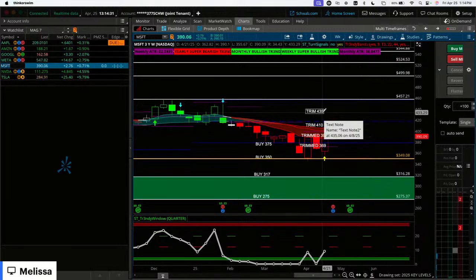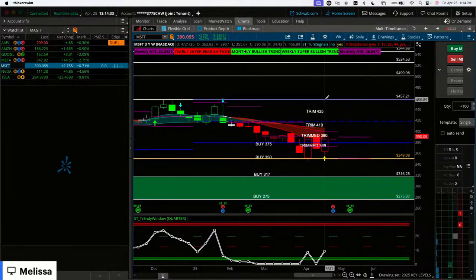Now, as far as trims go for Microsoft, I have trimmed at 369 and 390. My next trims are 410, 435, and finally 457. And for me, guys, I set this up in advance. I set up my buys as good to cancel at these levels, and I set up my sells good to cancel at these levels.